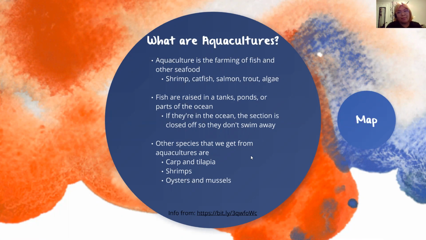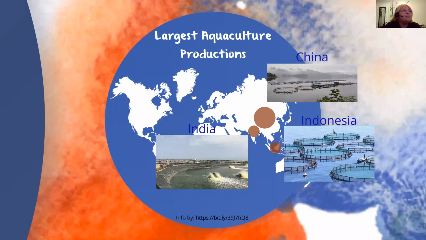Most of the time, if you get fish from a supermarket or a grocery store, they're usually coming from an aquaculture. So here on this map is where the world has its largest aquacultures. China is number one, and you see here this is a typical aquaculture in the country. Second is India, and this is how theirs would look. And then this is Indonesia. You see how theirs is in the ocean because they're a bunch of islands, so they have it all sectioned off so that the fish will have a harder time going away.